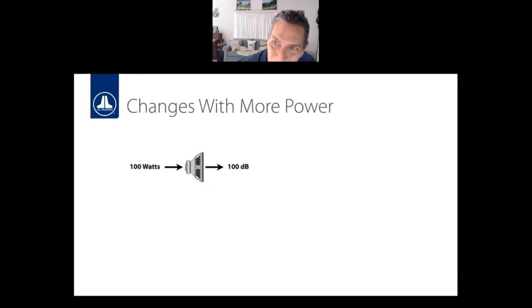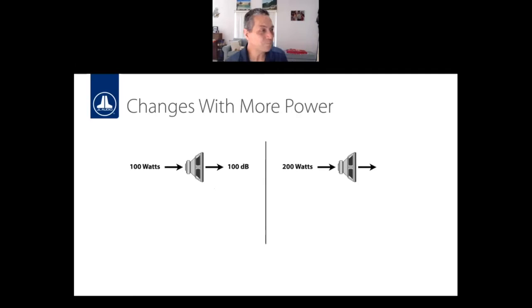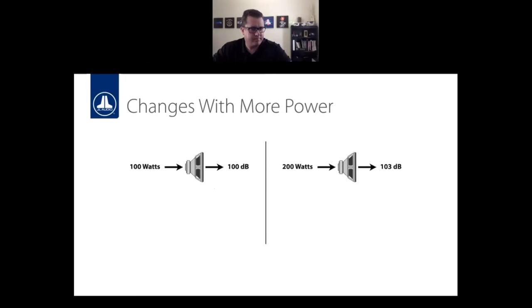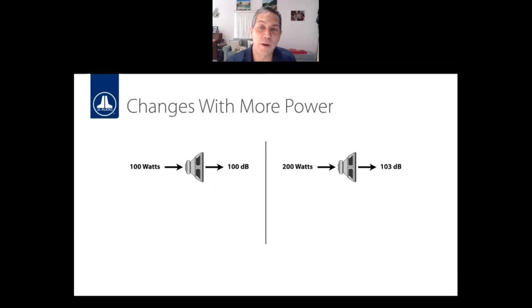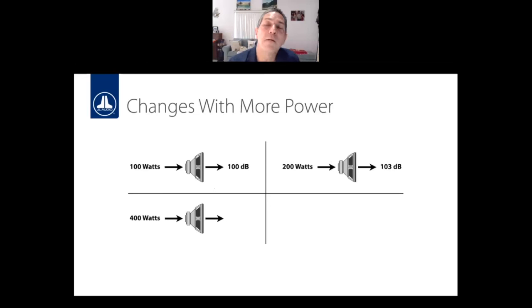So we'll get into changes with more power. Again, going back to a single speaker with 100 watts, giving us 100 dB. If we went 200 watts, what would we get? Doubling our power gains us how many dB? We got it in the chat. 3. Bingo. Doubling the power, much like doubling the piston area, will gain us 3 dB. If we double it again, what would we get? What did we do before? 106 or 3 more dB. You guys are on it.